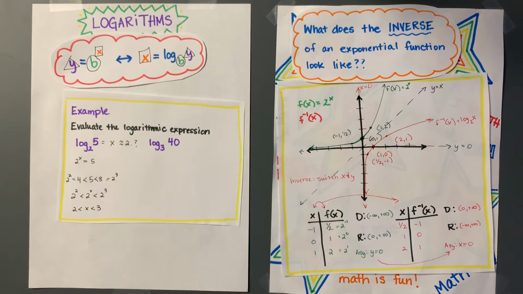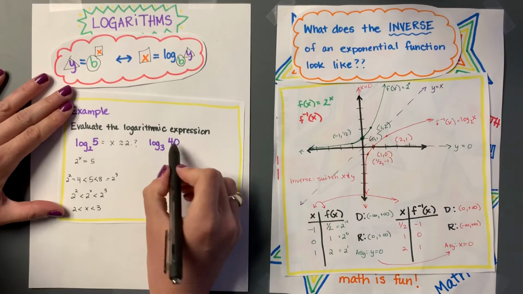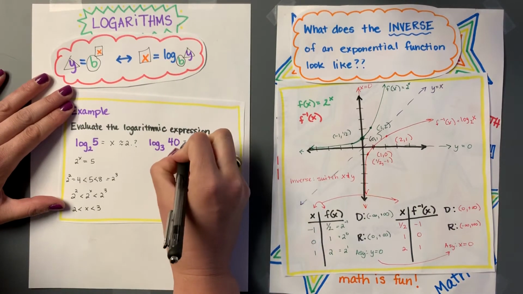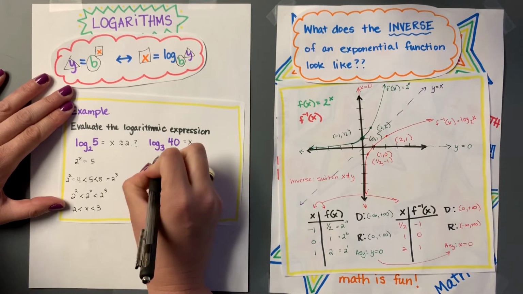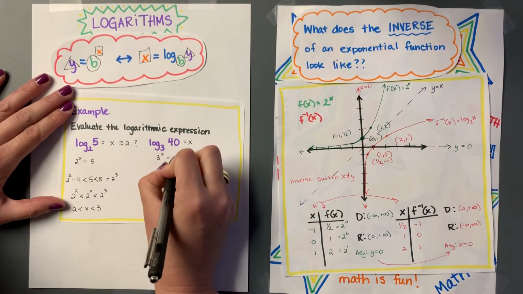So I can get fairly close to this. I can get kind of an order of magnitude or even a little bit better. I can get pretty darn close. So looking at log base 3 of 40, I'm going to go through the same process. So I have 3 to the x is equal to 40.